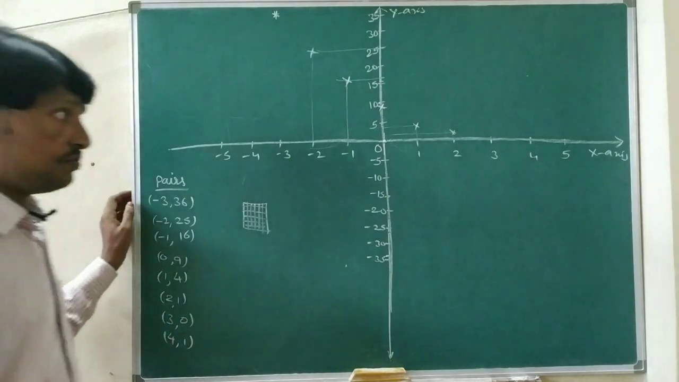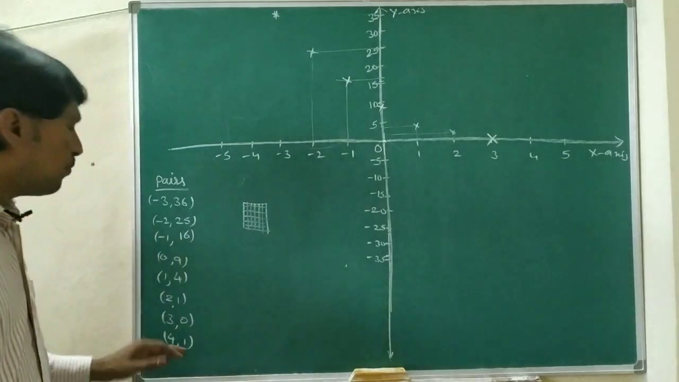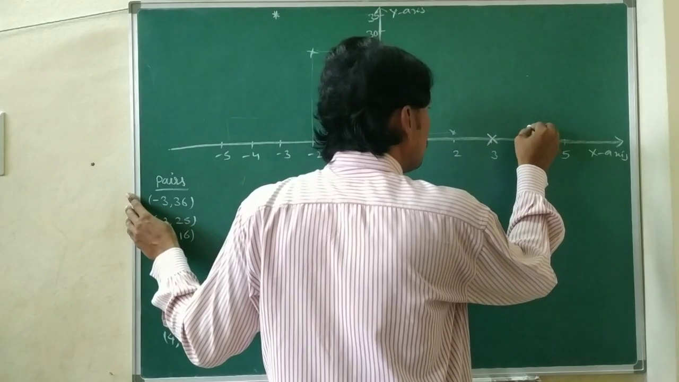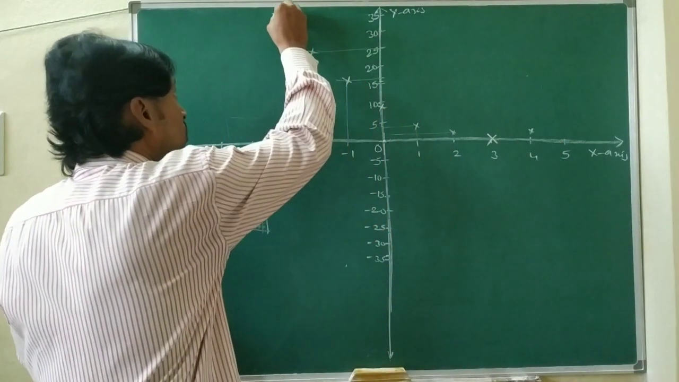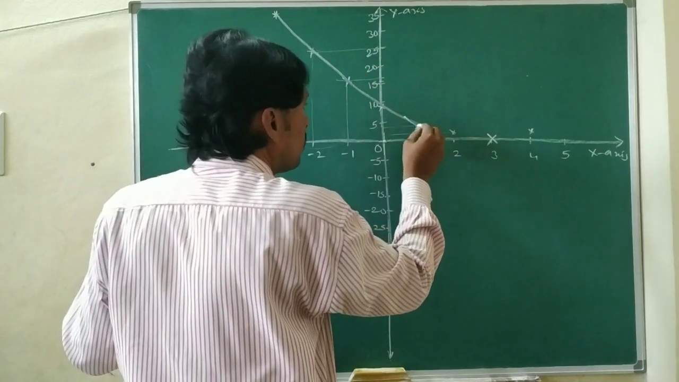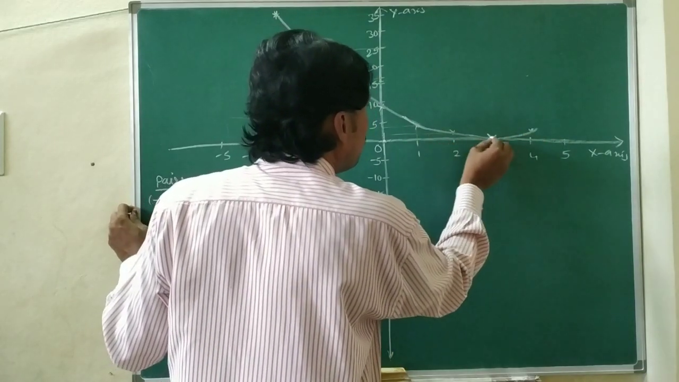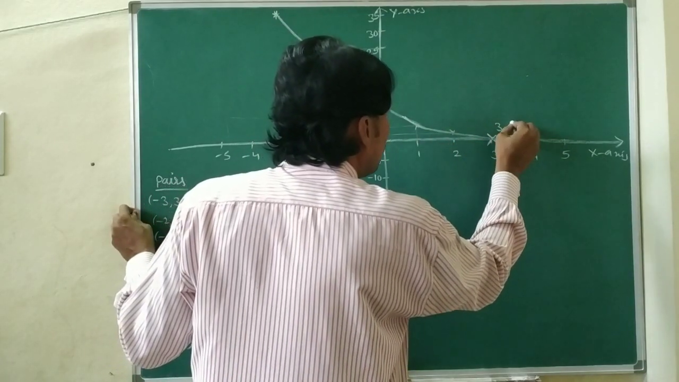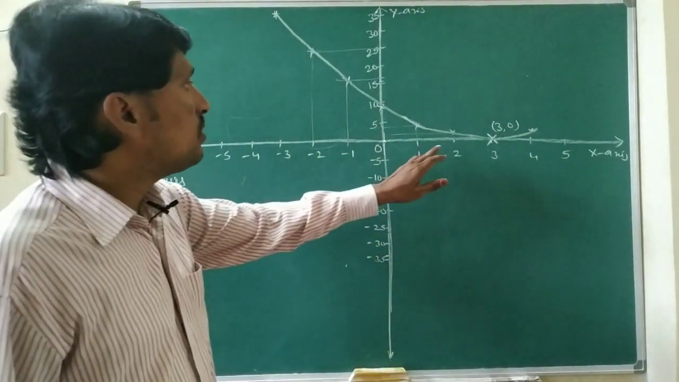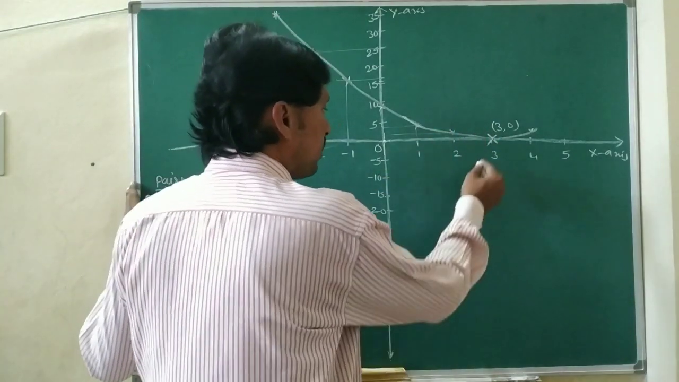Next 3 comma 0 means it is touching the x axis, that is 3 comma 0. Next 4 comma 1. So here it is 4, here it is 1. Just join the points and we get the curve. Like this it is going on. Where it is intersecting the x axis, that is 3 comma 0. So here we got only one zero, but it is coincident lines.